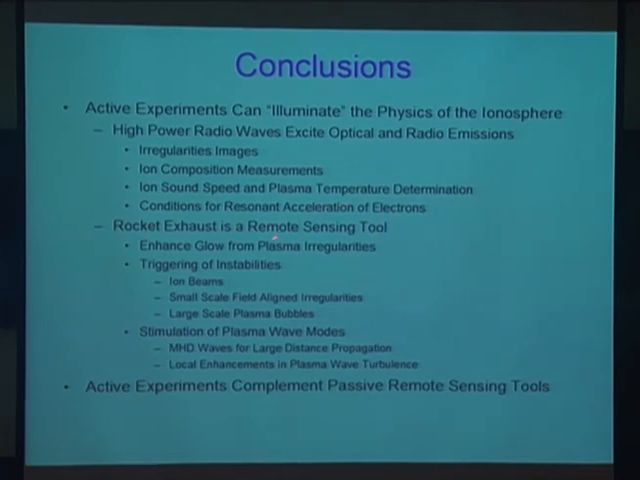The rocket exhaust is a wonderful remote sensing tool. We get enhanced glow that makes plasma irregularities show up better. We can trigger instability with ion beams, produce small-scale field line irregularities, large-scale plasma bubbles, and we can stimulate plasma wave modes. These are MHD modes that propagate for long distances, and then local enhancements in plasma wave turbulence.